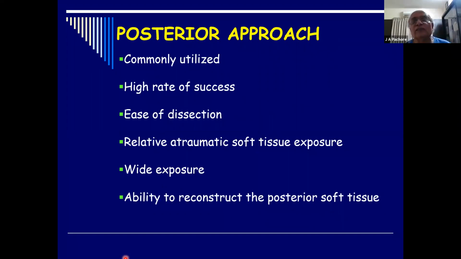Why is it commonly utilized? The reason is high success rate, easy dissection, relatively atraumatic soft tissue exposure. Relative, not all, because as I told you already, the markers are very high because you are cutting the piriformis, you are cutting the rotators. You are only keeping the abductor. That's why a lot of people feel that soft tissue damage is less. Relatively atraumatic soft tissue, wide exposure. One important thing, agreed totally: you can extend it, you can go proximally, distally. You can do an extensile approach with this. It gives the ability to reconstruct posteriorly, soft tissue as well as bony structure. And that's why a lot of people prefer this approach.